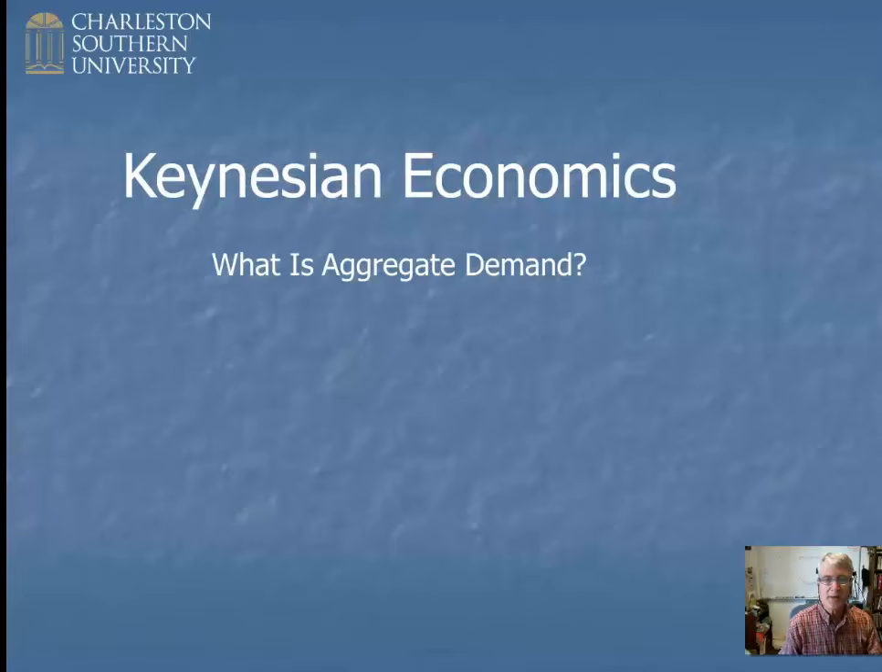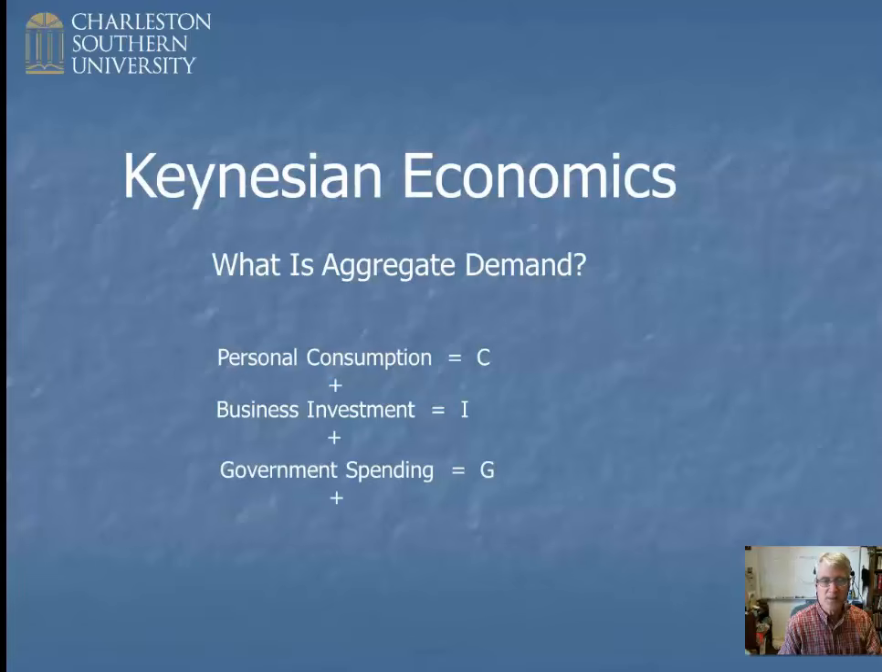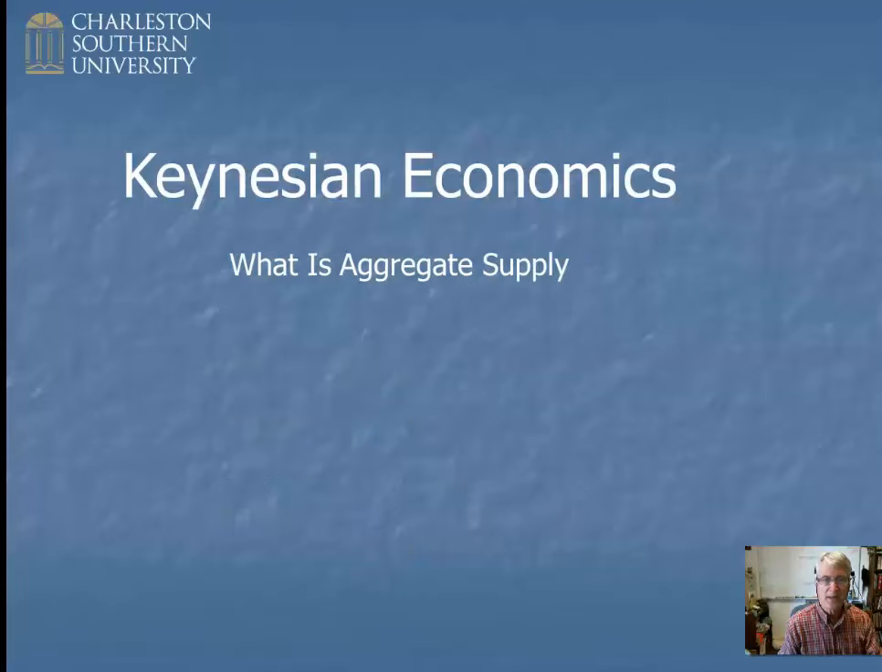Alright, so what is aggregate demand? Well, in the Keynesian model, it's separated into four components. There's personal consumption, there's business investment, there's government spending, and there's net exports. And when you add all those things together, C plus I plus G plus XN, you get aggregate demand.